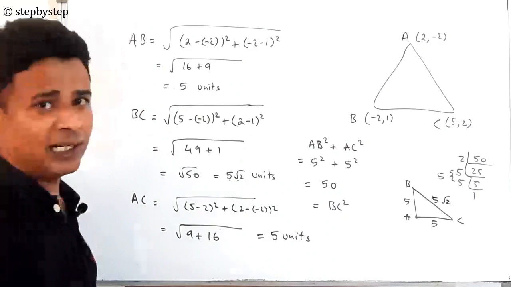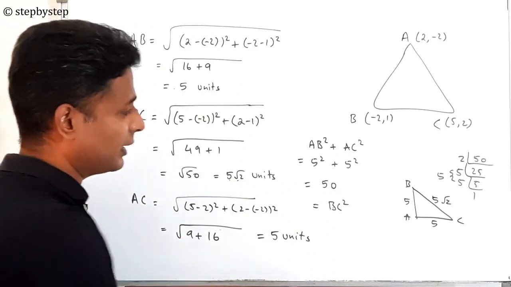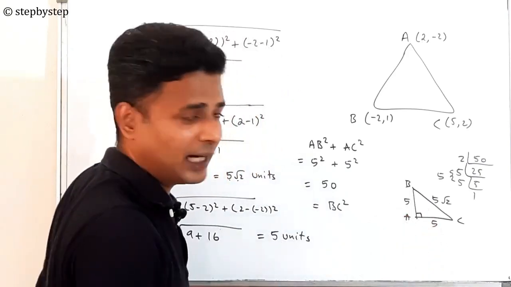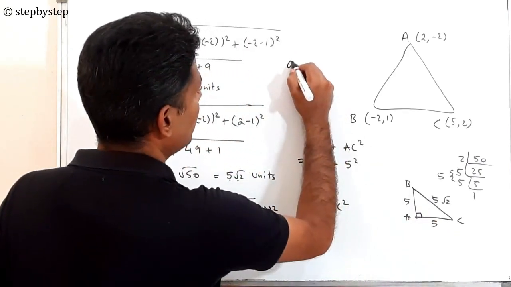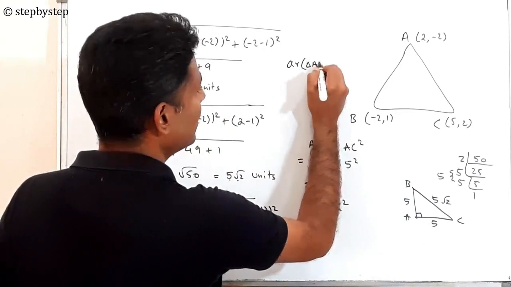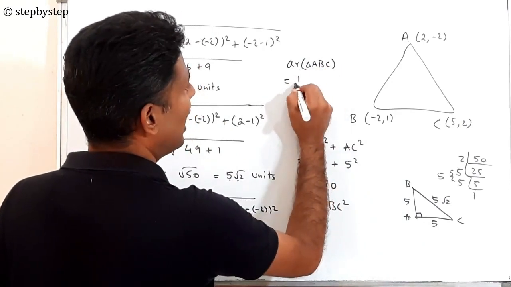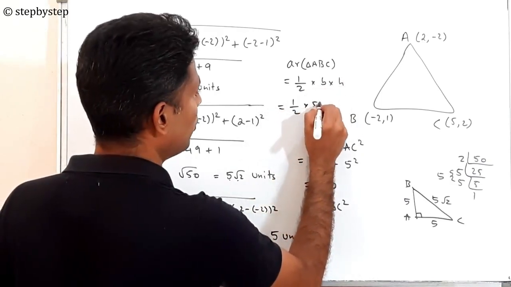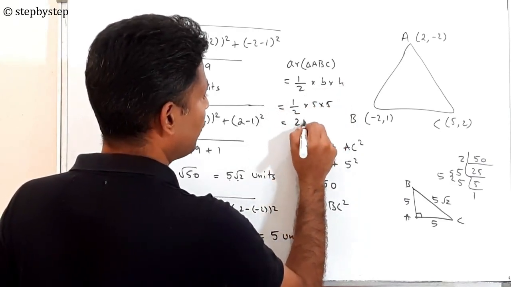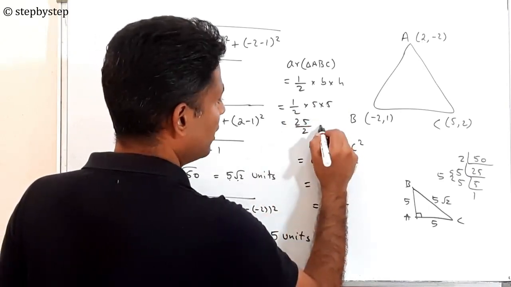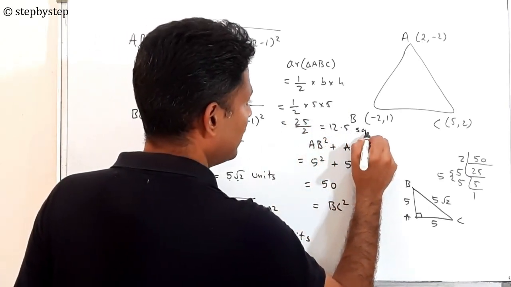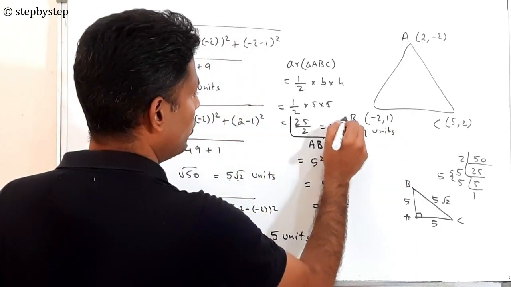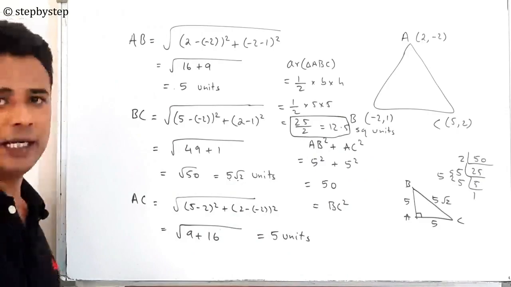Now to find the area of this triangle, you don't have to use the formula for area of a triangle directly. Since this is a right angle triangle, what happens? AB becomes the height and AC is the base. So area of ABC will be equal to half into base into height, which is nothing but half into 5 into 5, which becomes 25 by 2 or 12.5 square units. So what is the answer? 25 by 2 or 12.5 square units.